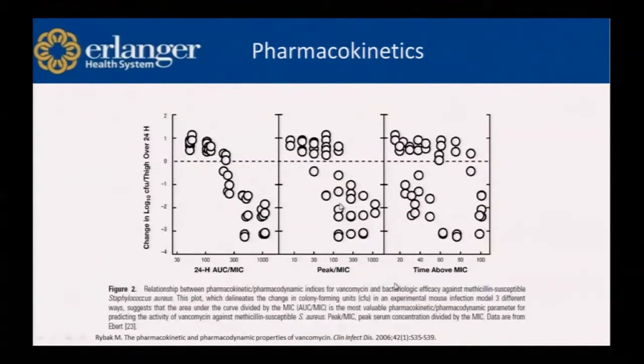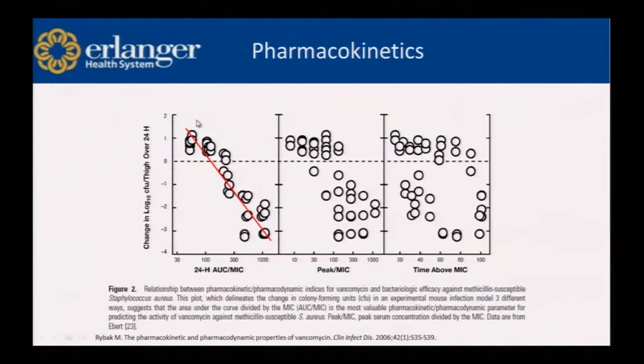So here I have a pharmacokinetic and pharmacodynamic graph by Rybak and colleagues that shows the relationship between change in log of colony-forming units of MSSA on the left-hand side, and then different pharmacokinetic and pharmacodynamic indices on the x-axis here. So on your left, we have the x-axis depicting 24-hour AUC to MIC, and as you can see, there's almost a direct linear correlation with decrease in colony-forming units of MSSA with increasing AUC to MIC.